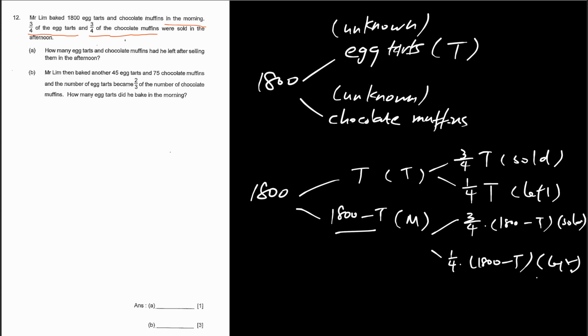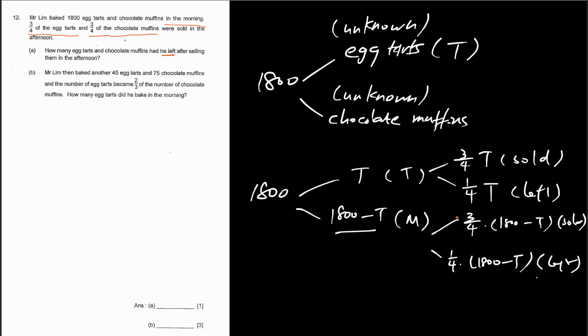You will see it. So now what they say: how many egg tart and chocolate muffin had he left after selling them in the afternoon? Right? I think it's pretty clear. The question is asking for left, right? Can you see left? Yes.